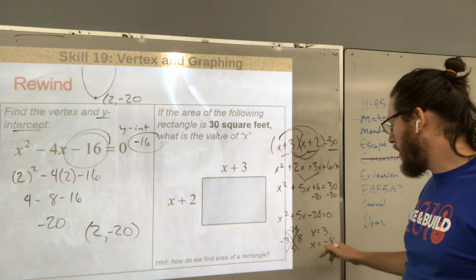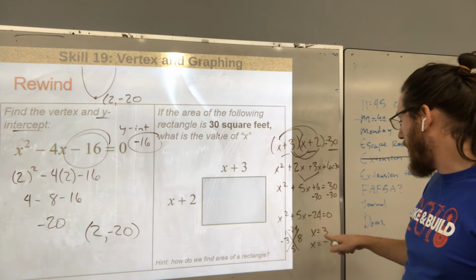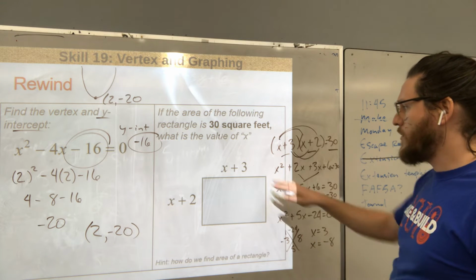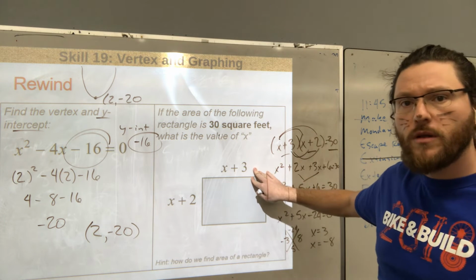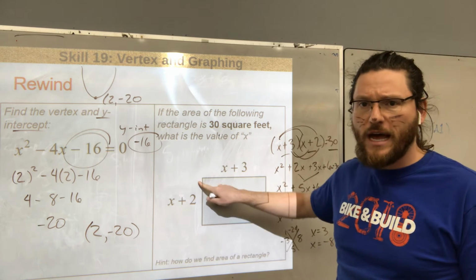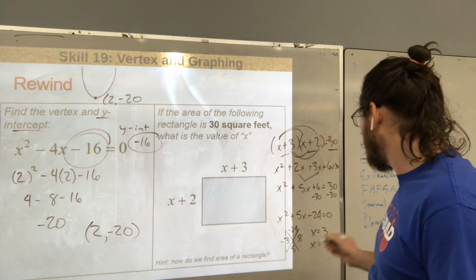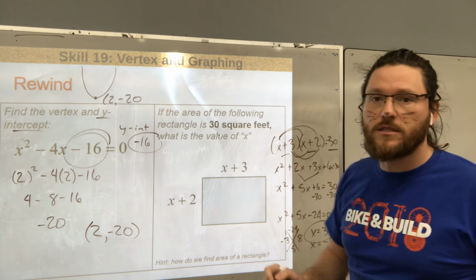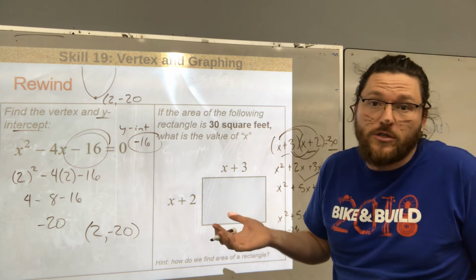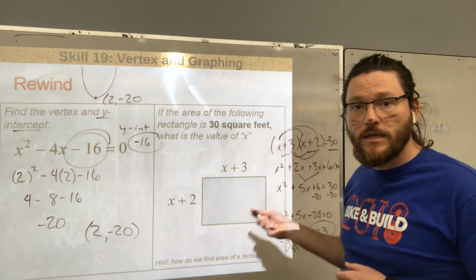When you follow this problem all the way through, Xbox, you should end up with the solutions 3 and negative 8. 3 and negative 8. And when we look at this problem, if we put in negative 8, you're going to end up with a negative value for your height and a negative value for your width. That doesn't really make sense. So x equals 3 is the solution that we probably want because it just makes more sense in the context of this problem. So that's the rewind today.